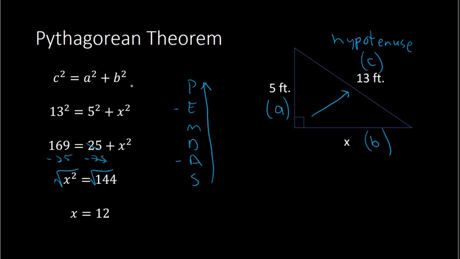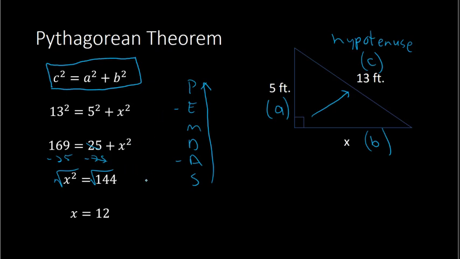So the key for the Pythagorean Theorem is, 1, knowing the Pythagorean Theorem, having this memorized, but then 2, knowing what to plug in. So make sure you know c is your hypotenuse, and then a and b are your legs. And then from there, we can solve if necessary.